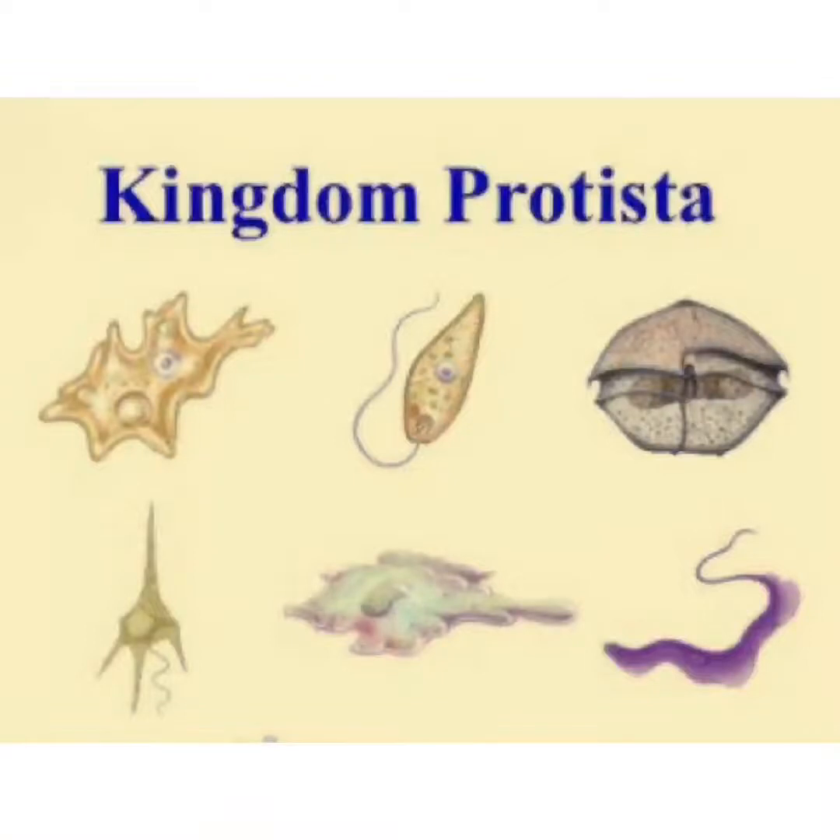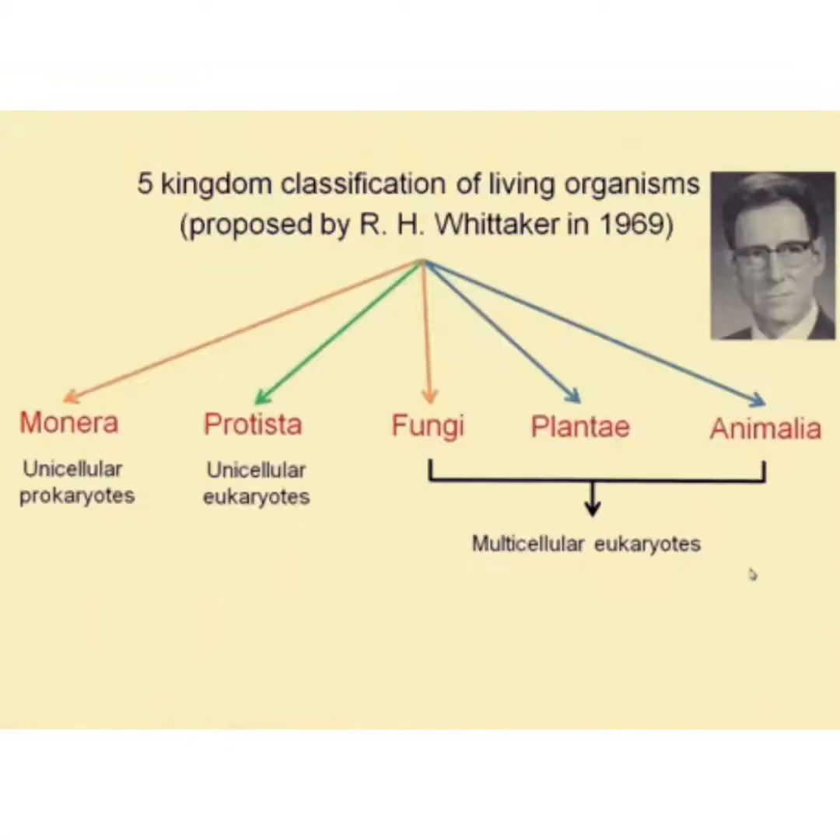Hello students, let's learn about Kingdom Protista. Kingdom Protista is the second kingdom found by R.H. Whittaker. Kingdom Monera were the unicellular prokaryotes, whereas Protistans are unicellular eukaryotes.